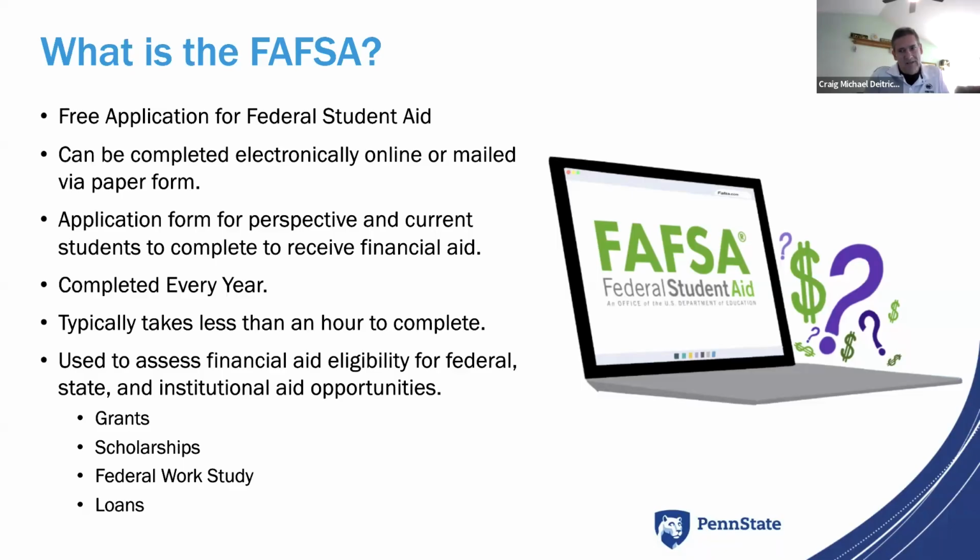It typically takes less than an hour to complete. Some people complete it in even a half hour to 45 minutes. That's both for the student and the parent section. And it's used to assess your financial aid eligibility for federal aid, state aid, and institutional aid. So things like grants, scholarships, federal work study, and even loans as well.